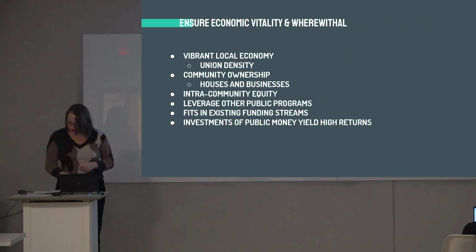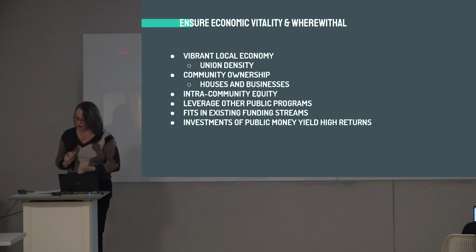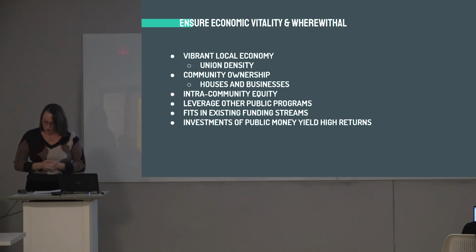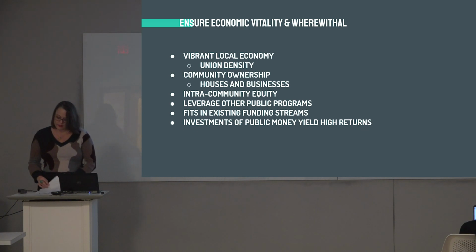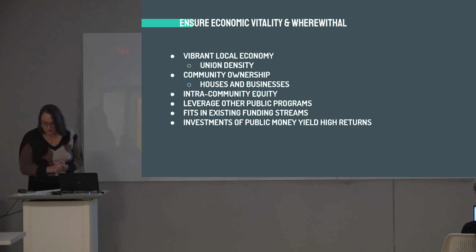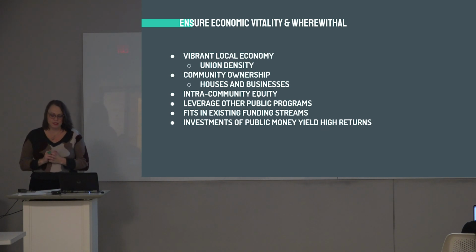Our third goal was ensuring economic vitality and wherewithal. This also had six impact categories. And we asked, how does a particular policy alternative reduce the cost of negative externalities, such as healthcare expenses or the loss of income due to illness? Did a particular alternative invest in the community through grants and through improvement of infrastructure? And did it increase access to healthcare? We also wanted to know if it helped to build a vibrant local economy by building in provisions for jobs and seeing how that would impact union density. We asked if it increased community ownership of homes and businesses, and then how it impacted intra-community equity.